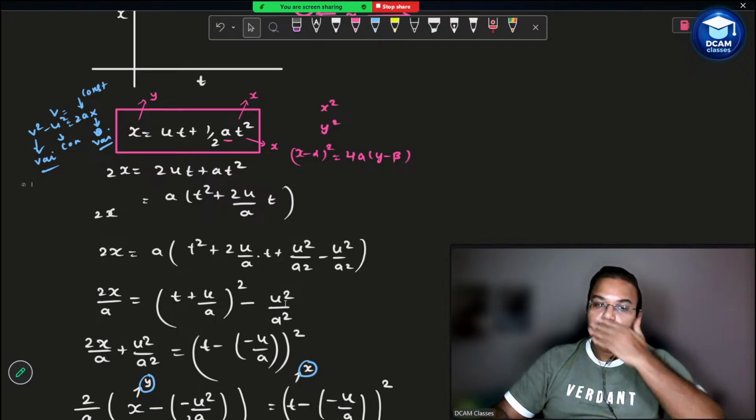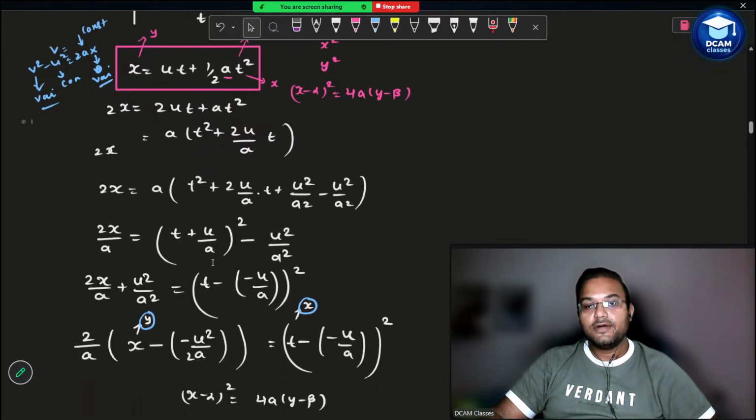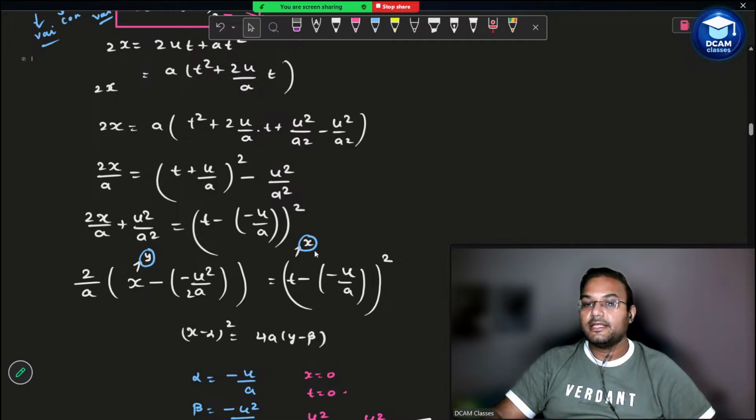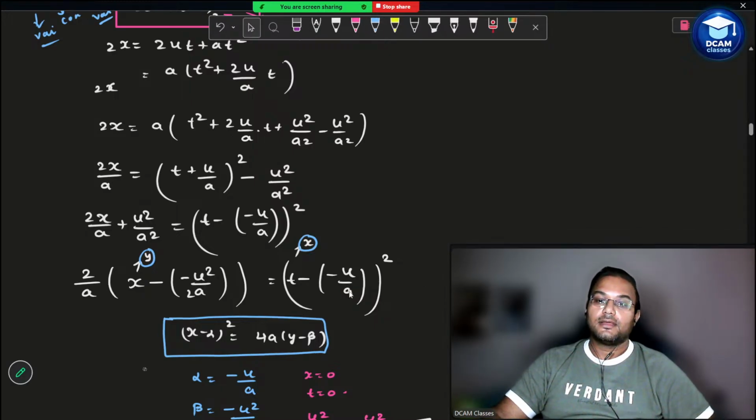Correct? Okay, you made it a square term. That's why I tried to convert it into one of the forms of the parabola. Now, when we have converted it totally, we got this kind of equation. Here, because the x-axis is t and the y-axis is displacement x, it is of the type x minus alpha whole square is equal to 4a into y minus beta. It will be upward facing, right? It will be upward facing. Correct.